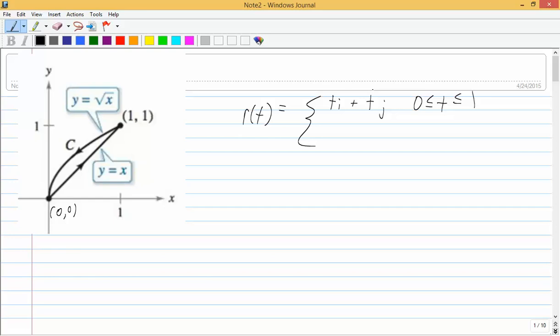Now this next part is a little tricky. We want to go from 1, 1 back to 0, 0. And I'm going to say this is the interval t equals 1 to 2. And we have this equation to keep in mind too: y equals the square root of x, because we would have an infinite number of points here.